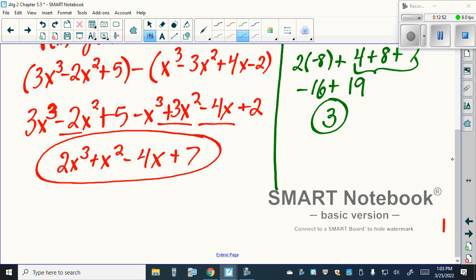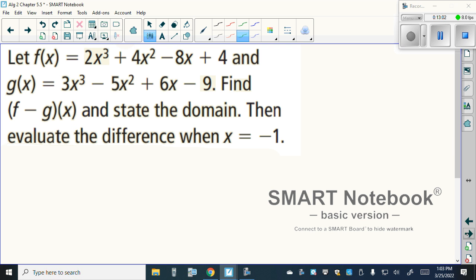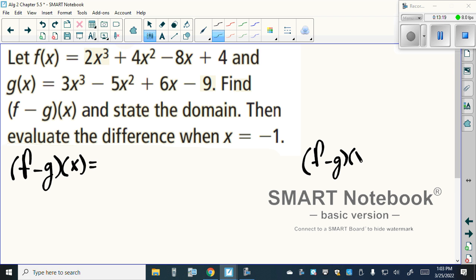Yep. Any questions on any of this here? Let's look at one last one. Yep, just a lot of steps. So, all right, guys, so we'll look at this one here.